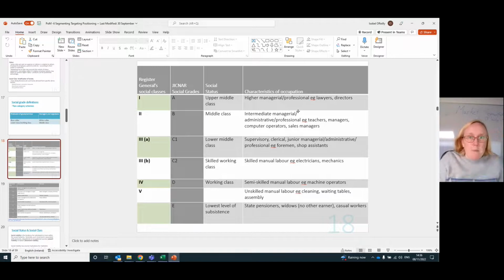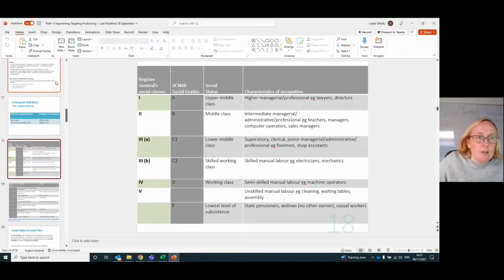So at the very top, we've got what we might describe as the upper middle class. That is the number 1 or A grade in those classifications, and the occupations typically, obviously these are all averages and so on, these are typical: higher managerial, professional, and so on, like lawyers, high earners, directors of companies, CEOs, all of that kind of thing.